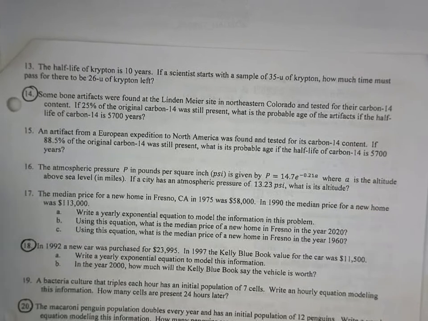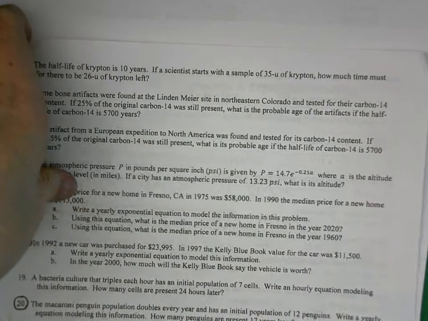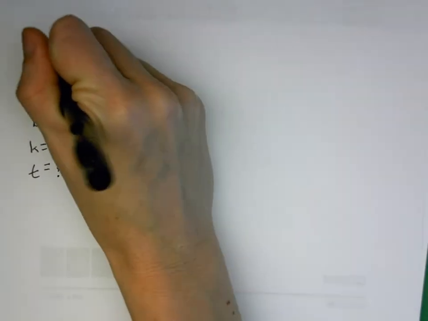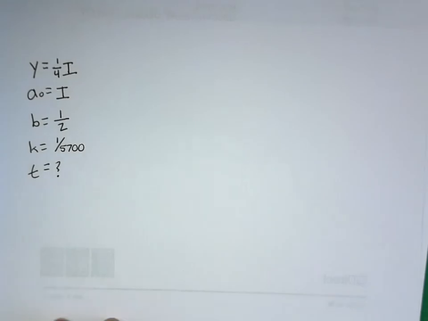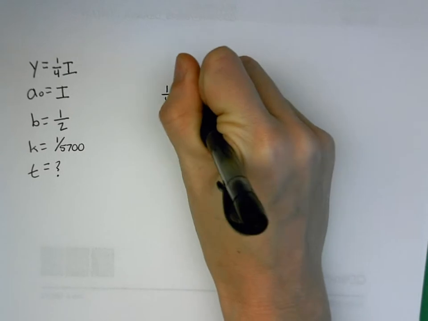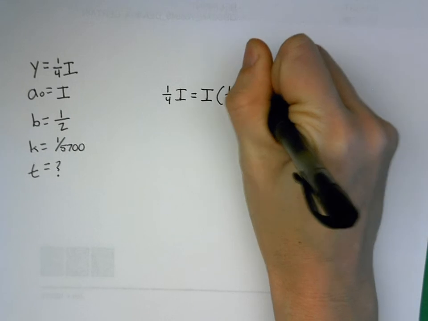So then we need to take a look at this problem and go, okay, where in here did they give me some sort of final amount? It's right there in your second sentence. It says if 25% of the original carbon was still present. However much was originally there, what we are left with is 1/4 of it, or you could say 0.25, some 25% of that initial amount. Okay, so then we're going to set this up. My Y equals my A naught B to the KT.